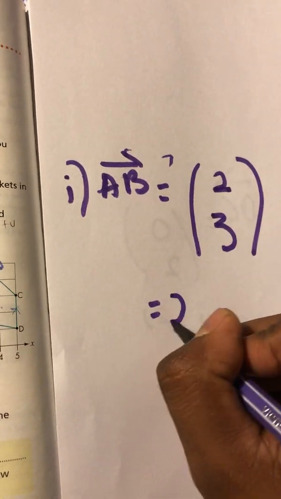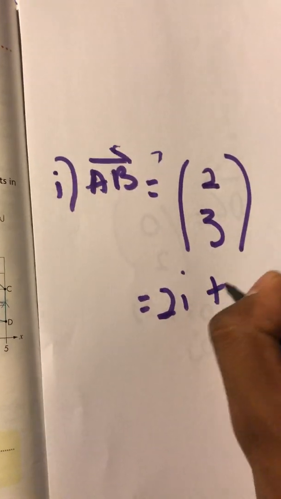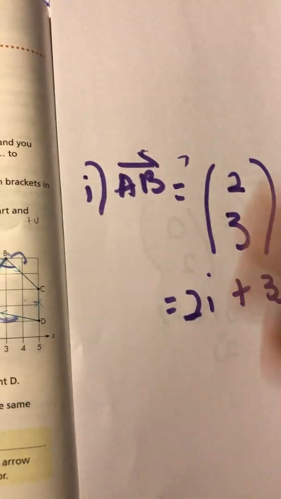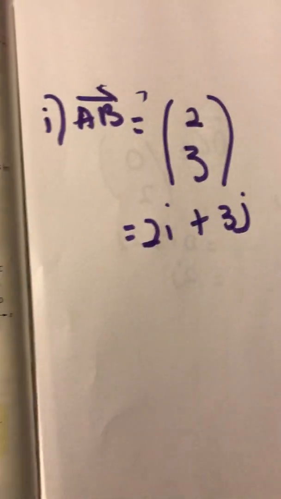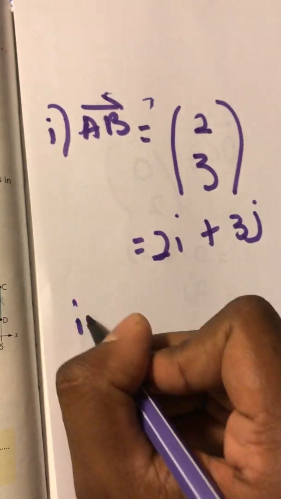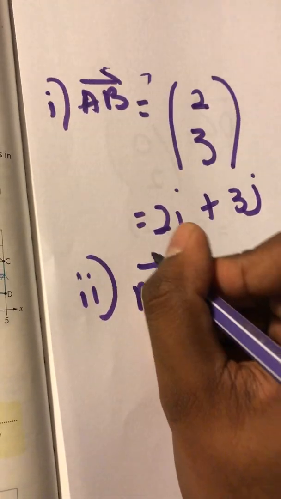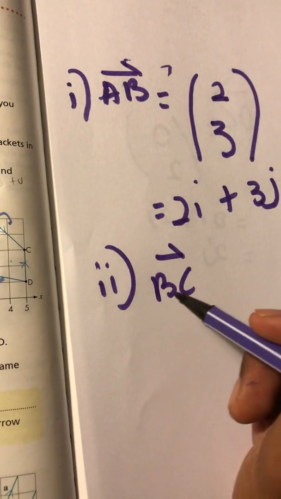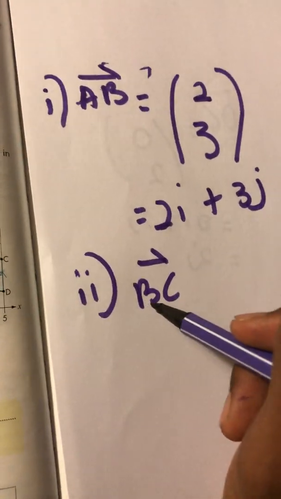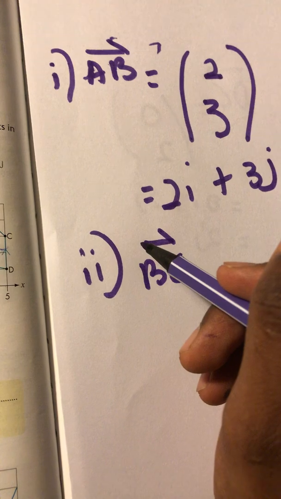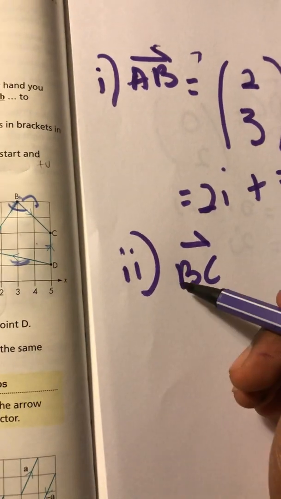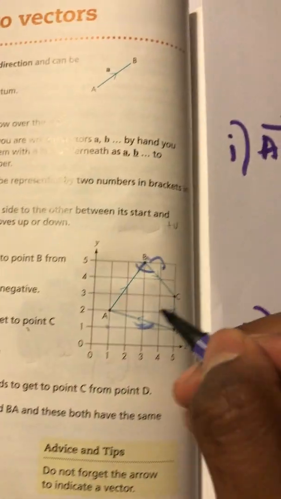Or I can write it in the ij form also. Both of these are the same answer. Okay, it's acceptable. Let's do a bit more. Instead of A to B, I want to go from B to C now. How do I know I go from B to C but not C to B? Because the arrow is teaching you, hey, I'm going from B to C.